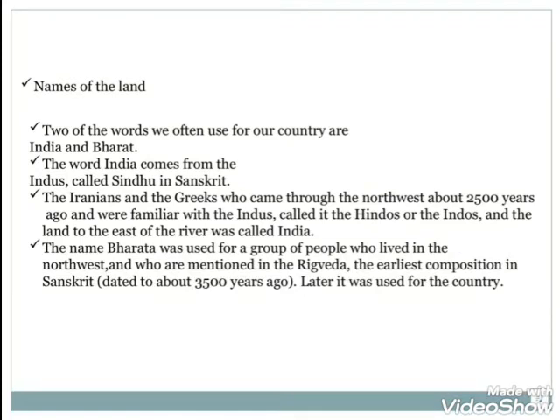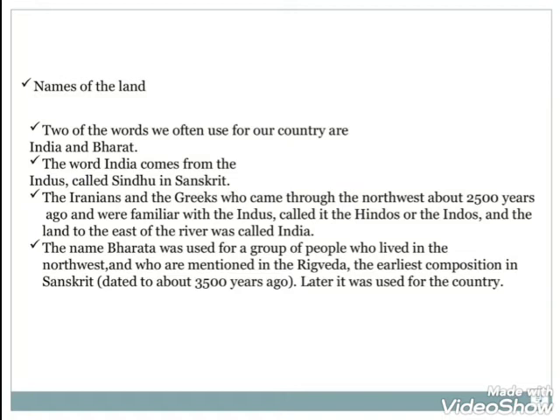Now we can discuss the name of the land. Two of the words we often use for our country are India and Bharat. The word India comes from the Indus, called Sindhu in Sanskrit. The Iranians and the Greeks who came through the northwest about 2,500 years ago were familiar with the Indus, called it the Hindos or the Indos, and the land to the east of the river was called India.